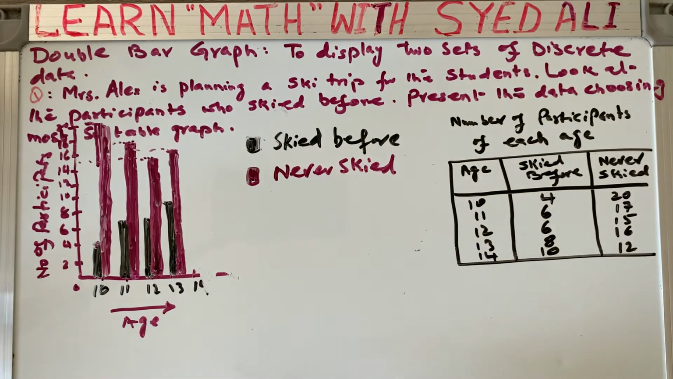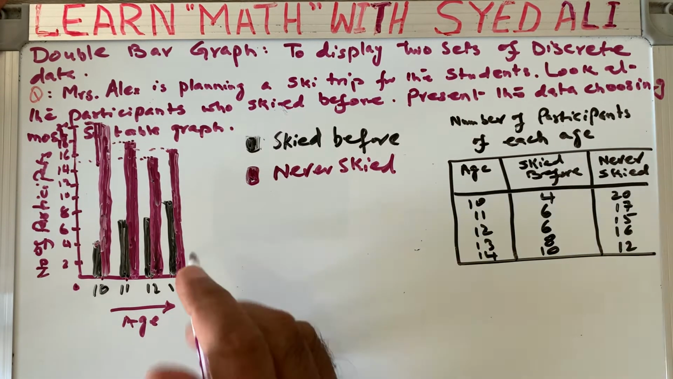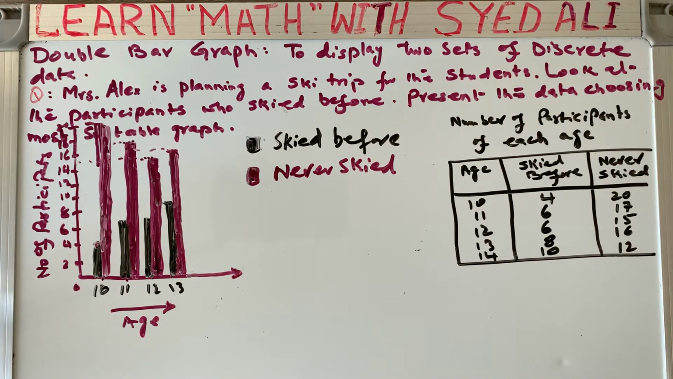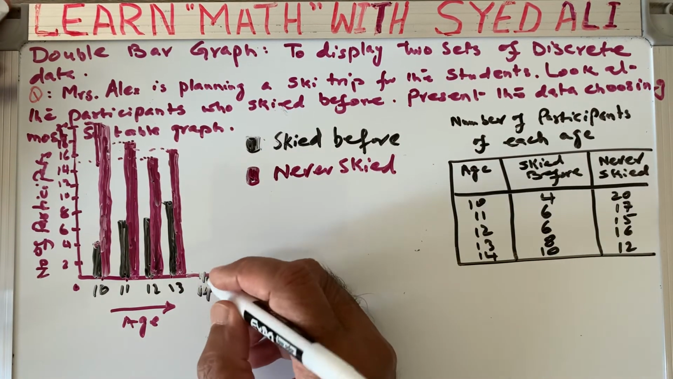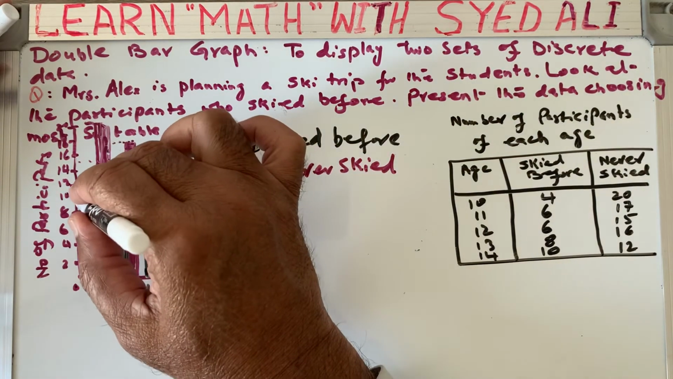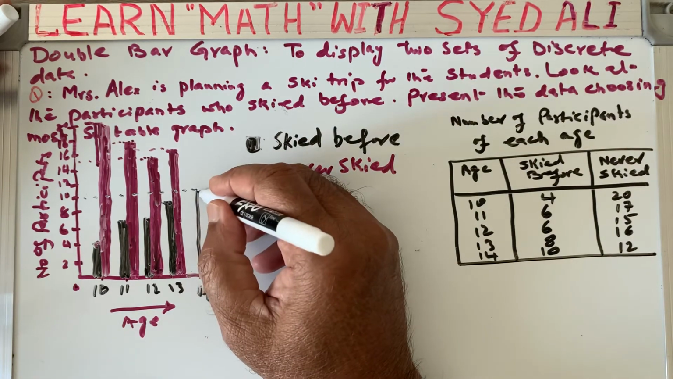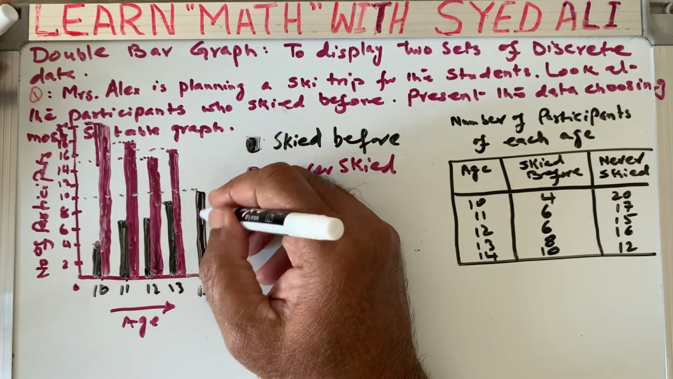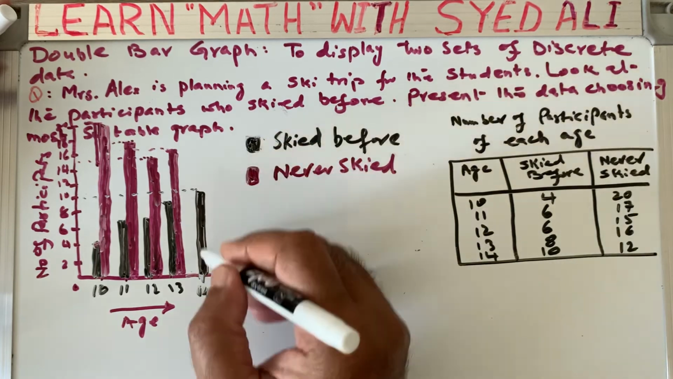So this is at the age of 13, and then I have the age of 14, right? At the age of 14, I have 10 skied before. So at the age of 14, right, I have 10. So 10 is here. So I have to come back here. 10 is here. So I have to do the black part first, which is skied before. And I corrected here, skied before, right? This is black, skied before.